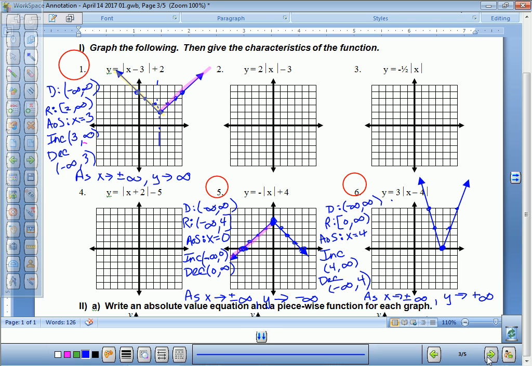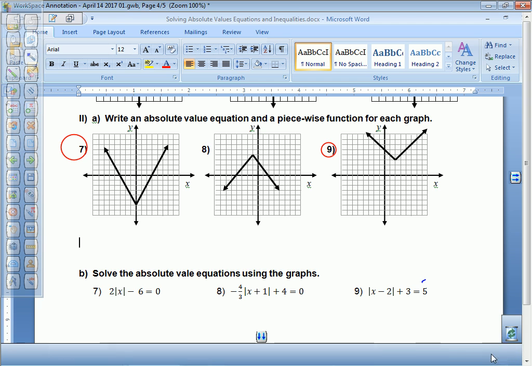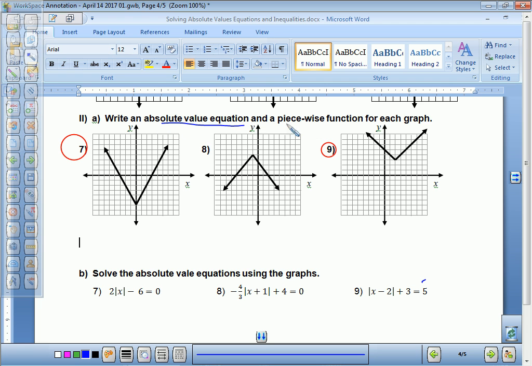Okay. The next section asks us to write both an absolute value equation and then a piecewise. Now, I'm going to show you 2 different ways to do this. The first, we're going to start with the absolute value every time because that's our new one for today. So take a look at this one. Let's see if we can account for any reflections, any stretch or compressions, any shifting that's going on.